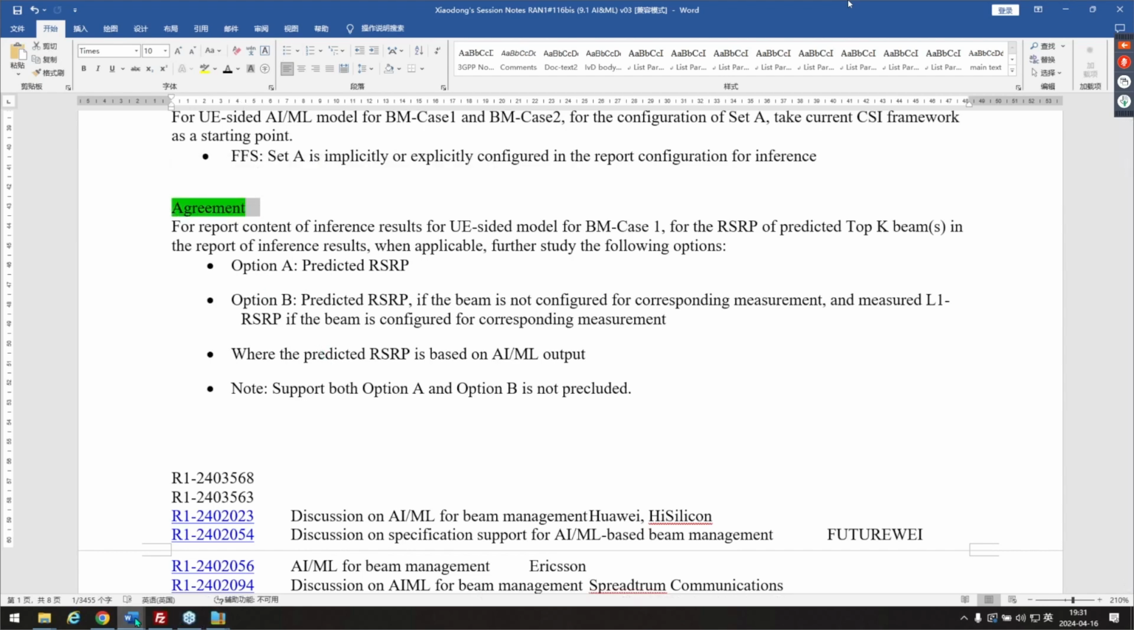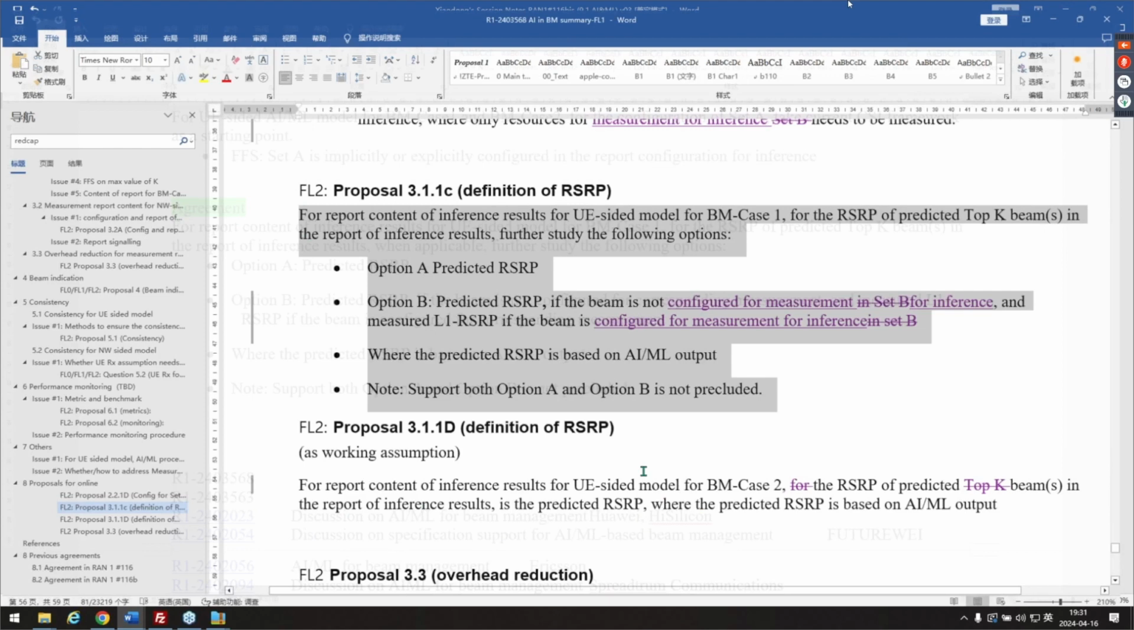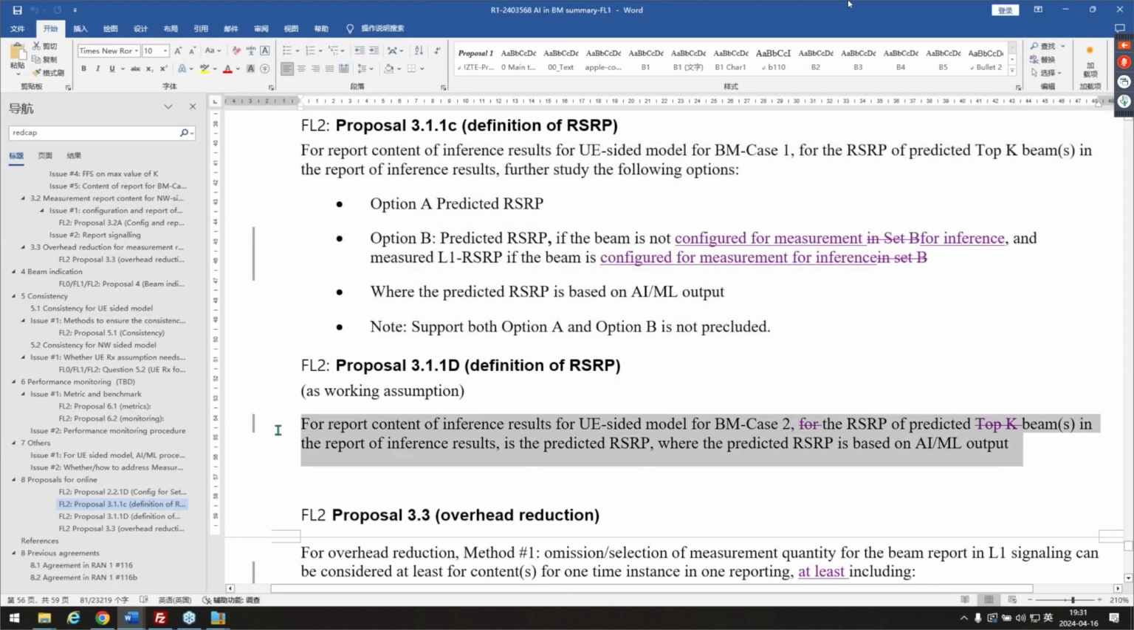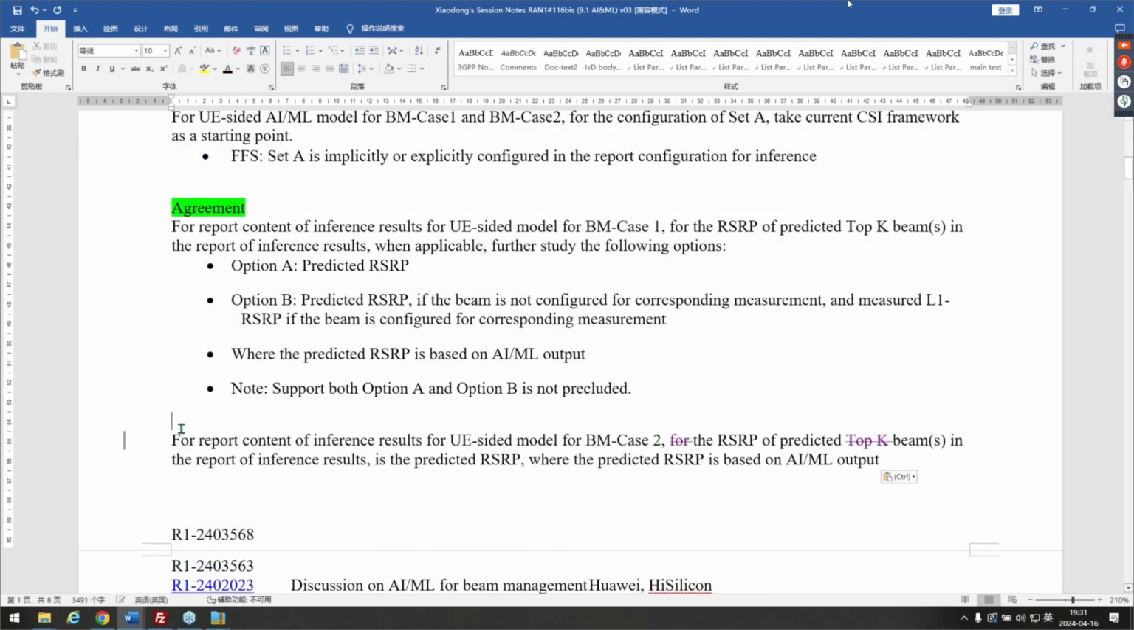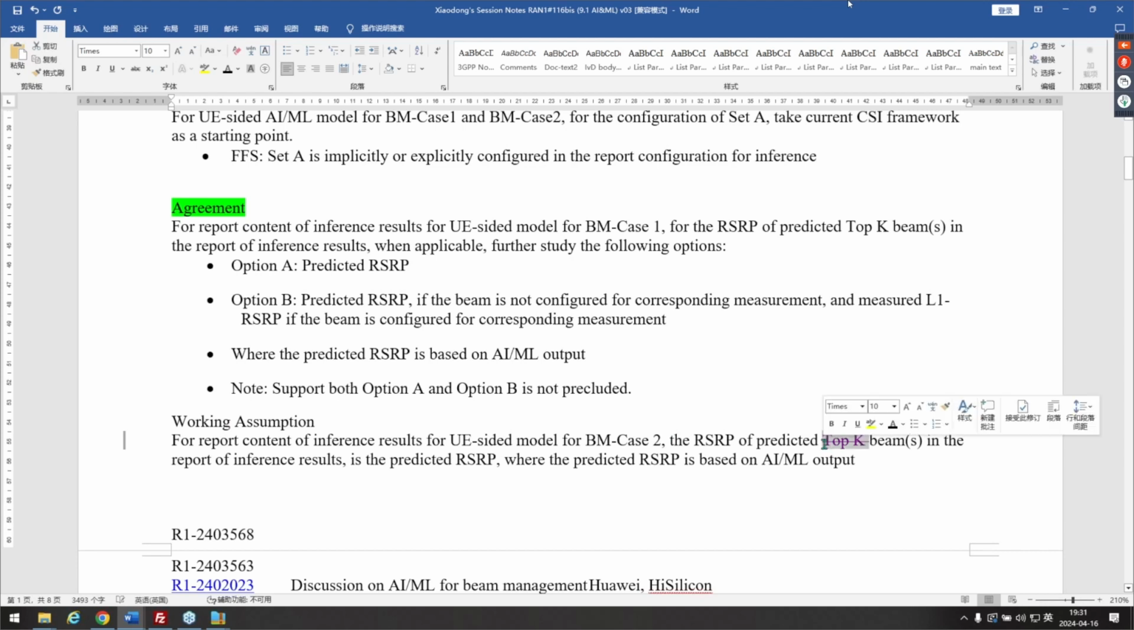And then the next one, hopefully easy. This is mainly for BM case 2, and only predicted RSRP is used for BM case 2. As a working assumption, yes. Huawei has some concern about this predicted. Maybe at that time before, I don't know, Huawei. Thank you. May I? Please.